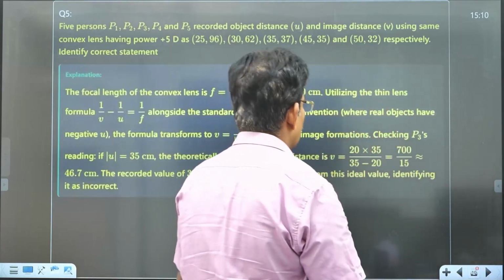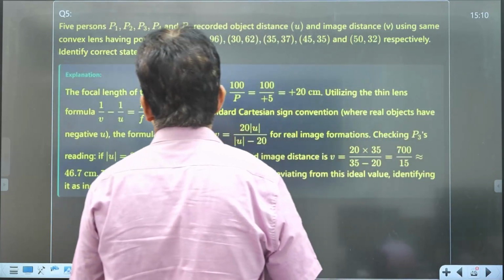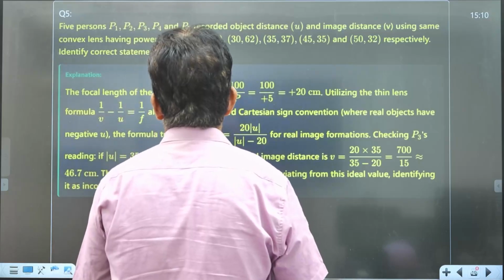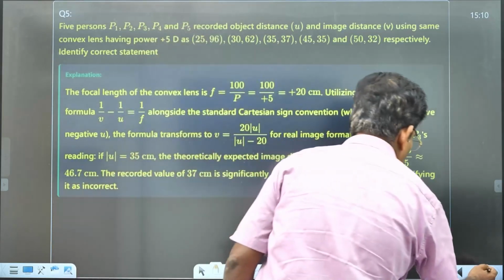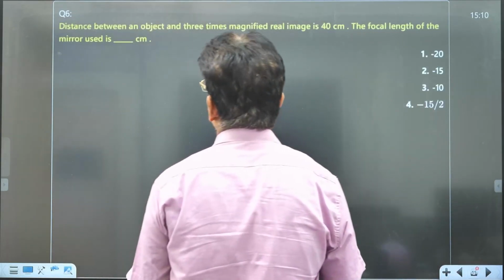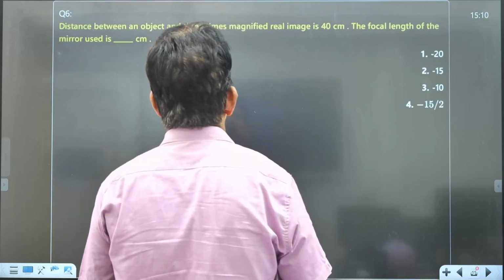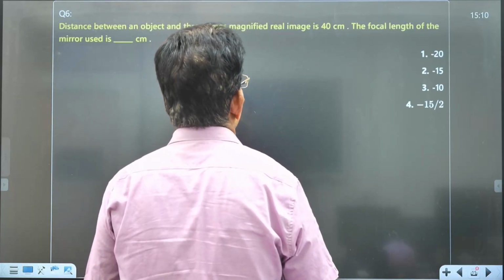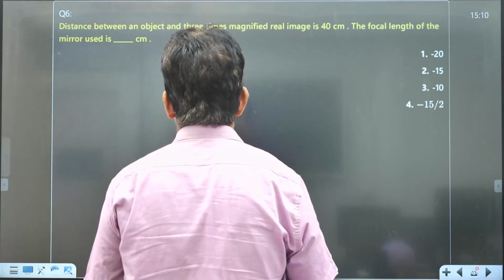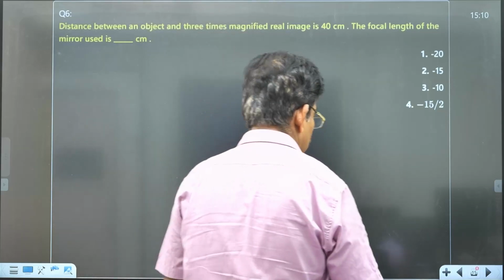Our option is 4. Next, we are going to the fifth question. 5%. So, okay, we have done it. Explanation is over. We go to the next question. Distance between object and 3 times magnified image is 40 centimeter. The focal length of the mirror used is.